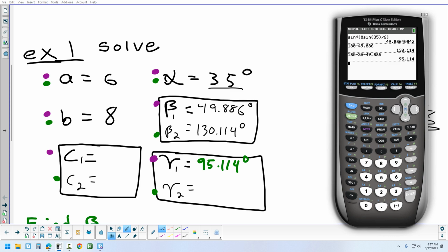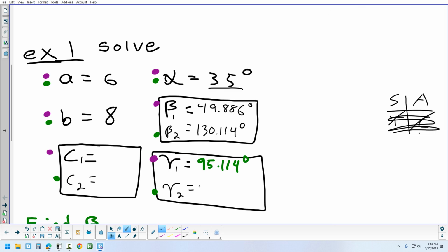And how would I get gamma 2? You do the same thing with beta 2. Yep. So add up beta 2 and alpha, that's 165.114. And that gives me 14.886. All right, so we've got all the angles now. And because I have gamma 1 and gamma 2, it gives me information in the last row, which means I can now figure out what? C1 and C2.